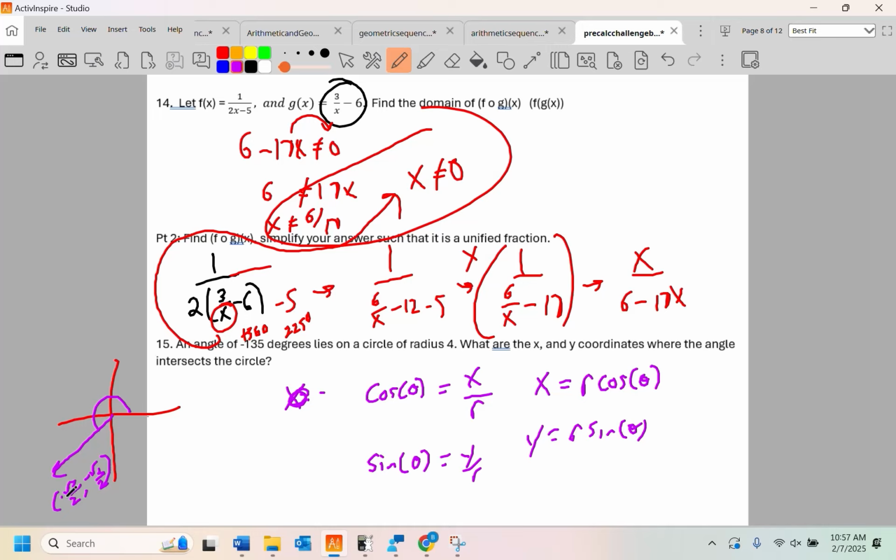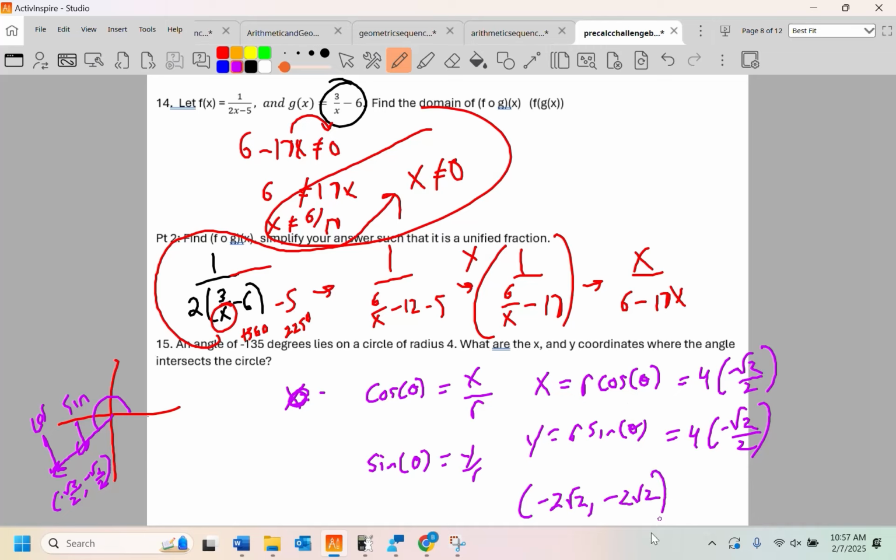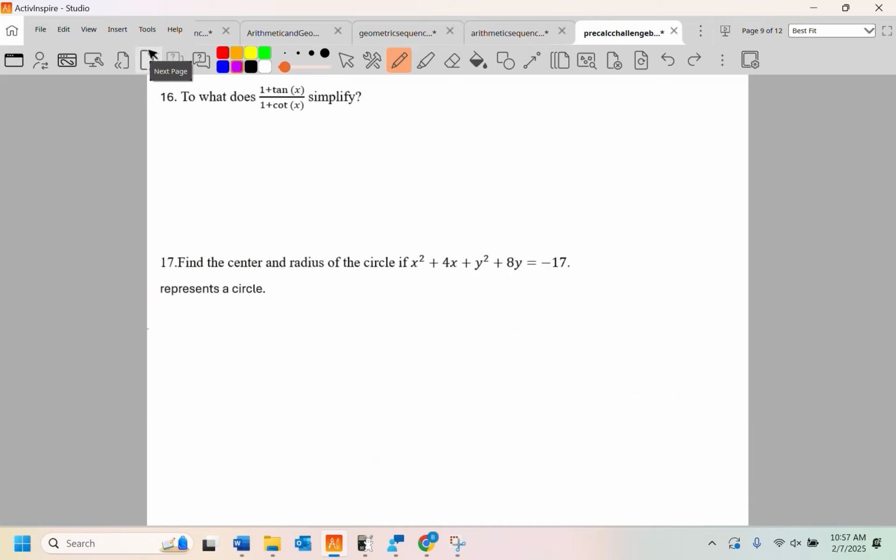So the cosine and sine of this angle is the same, because remember this is cosine and this is sine. They're both negative root 2 over 2. So x is going to be 4 times negative root 2 over 2. Y is also 4 times negative root 2 over 2. 4 over 2 is 2, so we have negative 2 root 2 for x and negative 2 root 2 for y. Moving forward to 16.